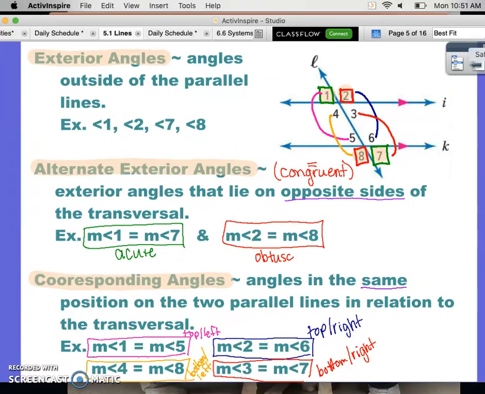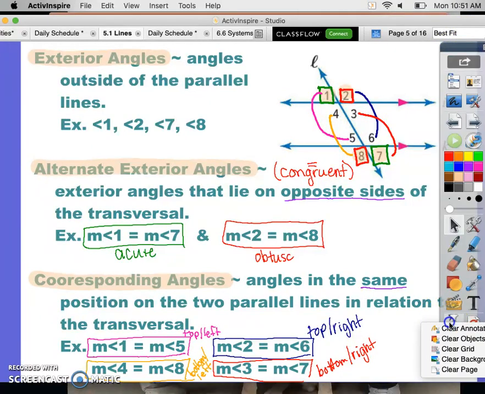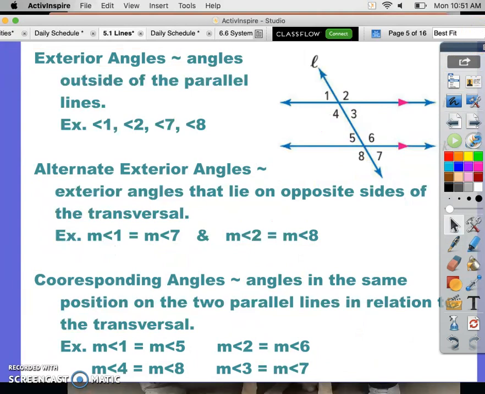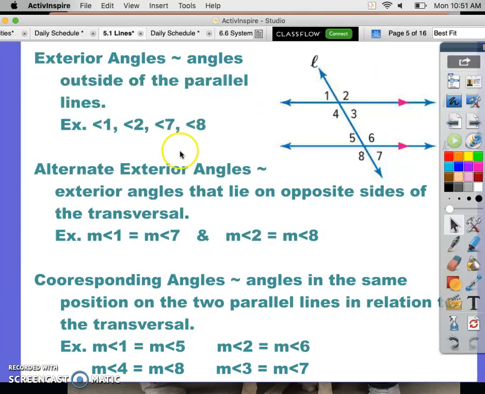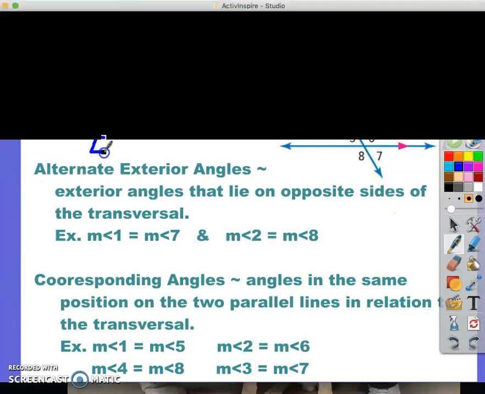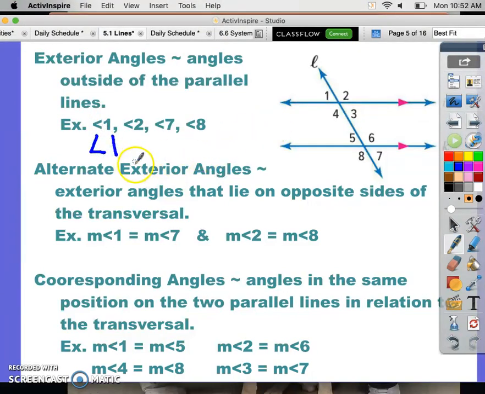Okay, exterior angles are going to be on the outside of my two parallel lines. So exterior angles are going to be on the outside. This right here, like I said, this is angle 1. It looks like a less than sign, that's just rotated just a bit. So angle 1, 2, 7, and 8 are all exterior angles.